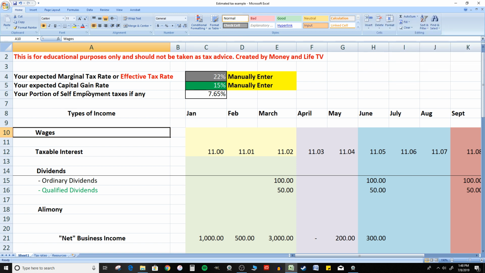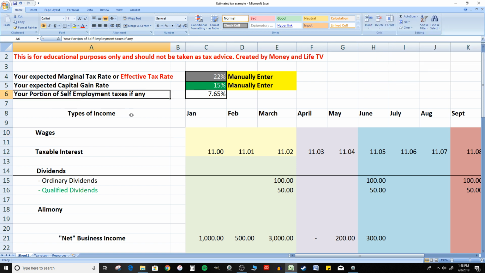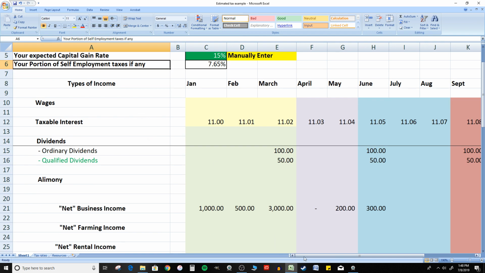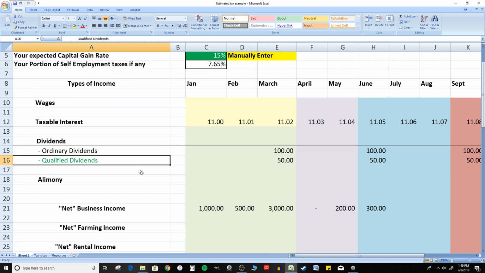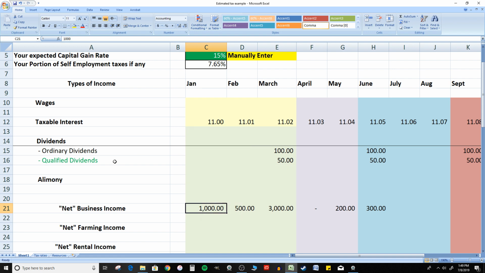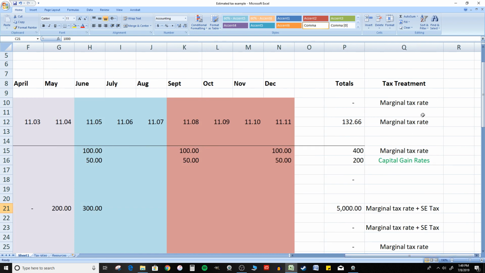So on the left-hand side of this worksheet, guys, is all the types of income. And on the right-hand side is the tax treatment. This I think is going to really help you better understand taxes. The things that are taxed at an ordinary rate or marginal rate are things like your interest, your wages, whereas you'll find out that some types of dividends, like qualified dividends, are actually taxed not at marginal tax rates, but capital gain rates, which is lower, which is great.